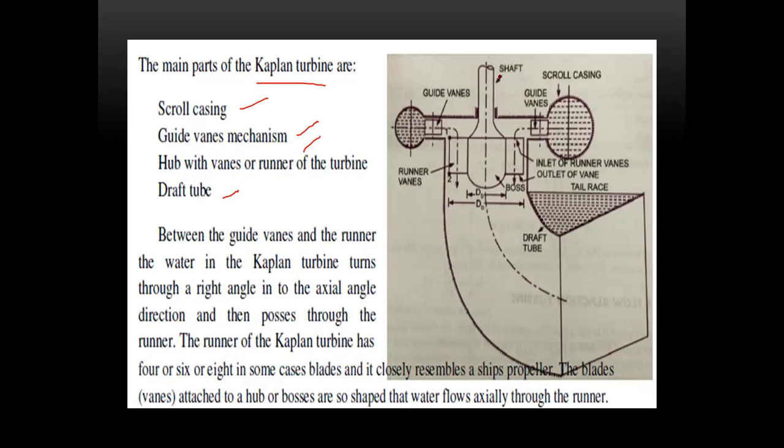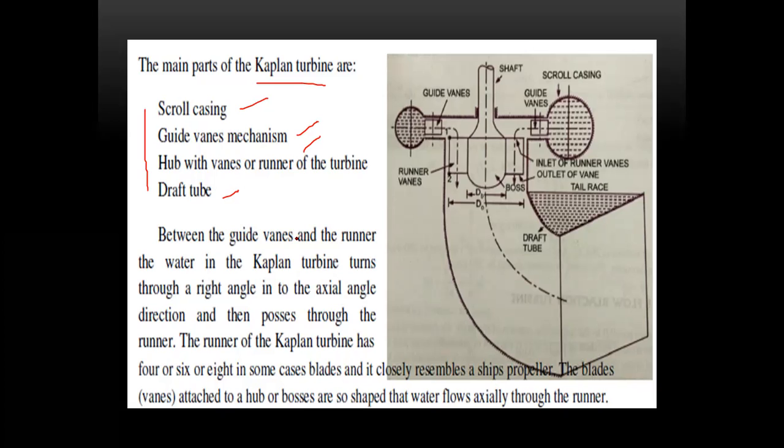See here, the shaft is in this vertical direction, the movement is like this. Here the guiding vanes are moving, the guiding vanes are here. There is a water reservoir, the scroll casing, right? The guide vanes, the scroll casing, this is a tail race. So these are the main components of the Kaplan turbine.